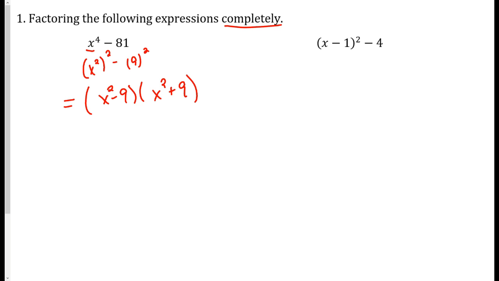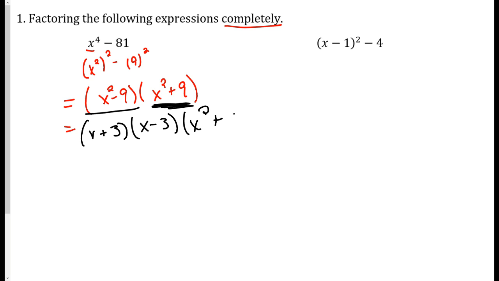Again, it wants it factored completely, so we factored it once. Can we factor this expression anymore? Yes, we can, because x squared minus 9 is again the difference of perfect squares: x plus 3, x minus 3. And as we talked about in the lesson, we can't factor the sum of perfect squares, so x squared plus 9. So x to the fourth minus 81 is equivalent to x plus 3 times x minus 3 times x squared plus 9. They look different, but have the same value.